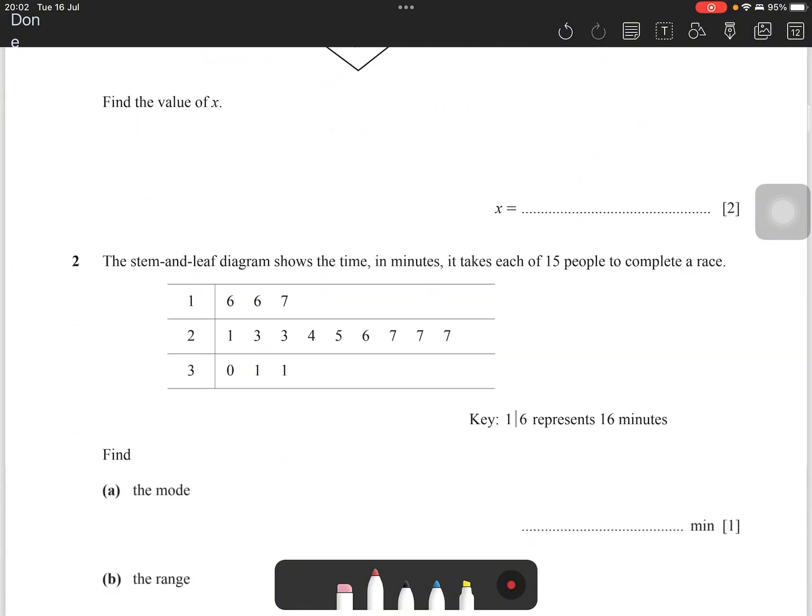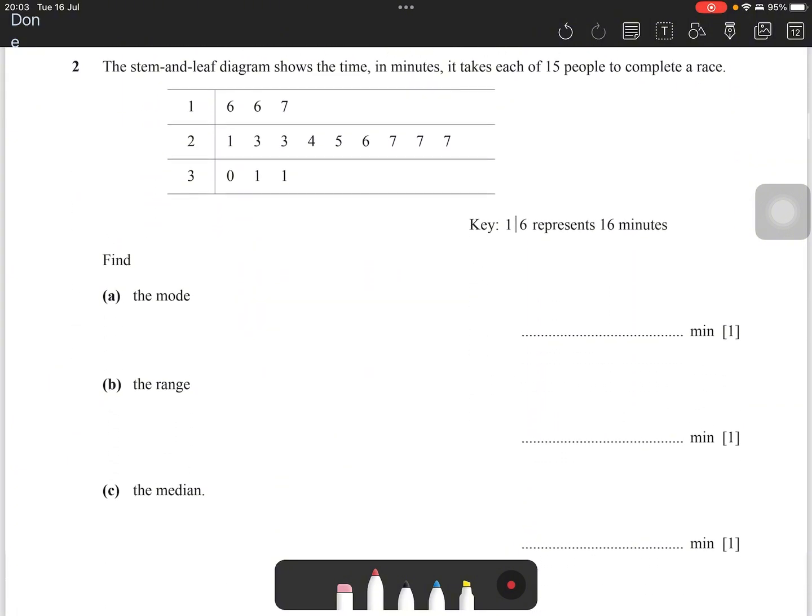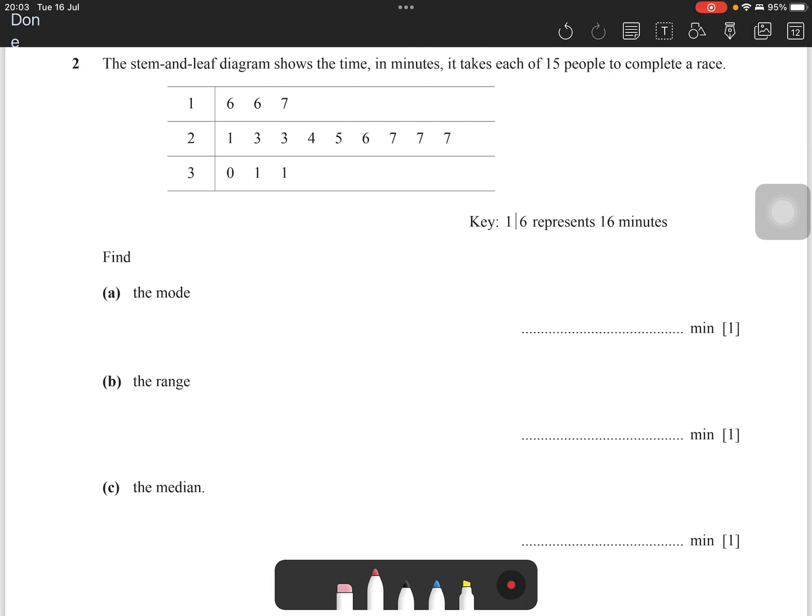Question 2. The stem and leaf diagram shows the time in minutes it takes each of the 15 people to complete the race. So we know that in this case n equals 15. A. Find the mode. You know that the mode is the value that appears most often. In this case, we see that the number 27 appears 3 times, while the other numbers only appear once or twice. So 27 minutes is the mode.